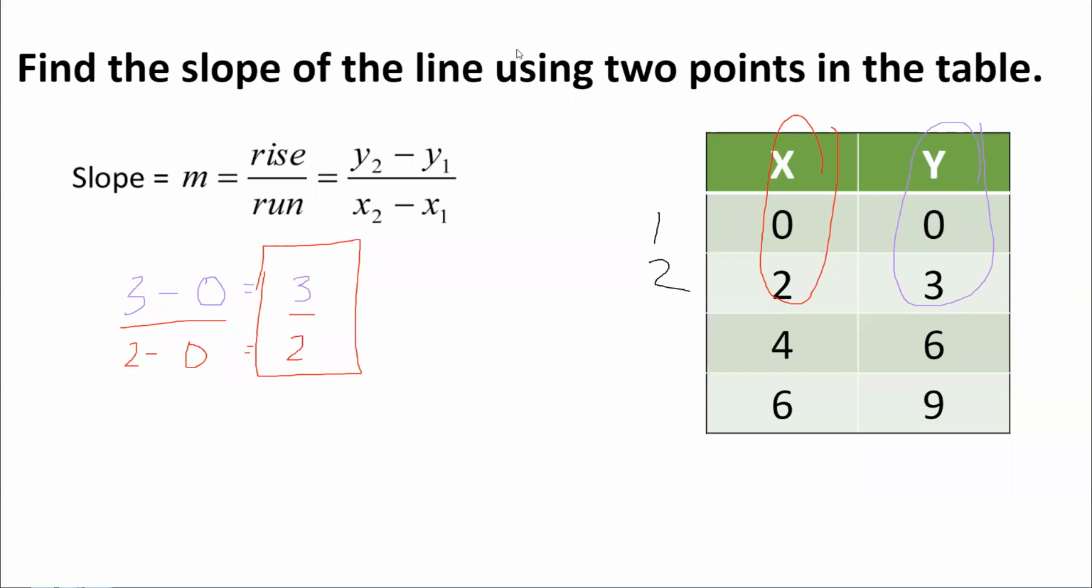And this is what you should have gotten for your answer. So looking at the y's, I'm subtracting y2 minus y1. So 3 minus 0, which is what I have written right there. And that equals 3. And then I have x2 minus x1. So 2 minus 0, which is what I have written there. And that equals 2. 3 over 2 can't be simplified anymore. So that's what it's going to be, is just 3 over 2.